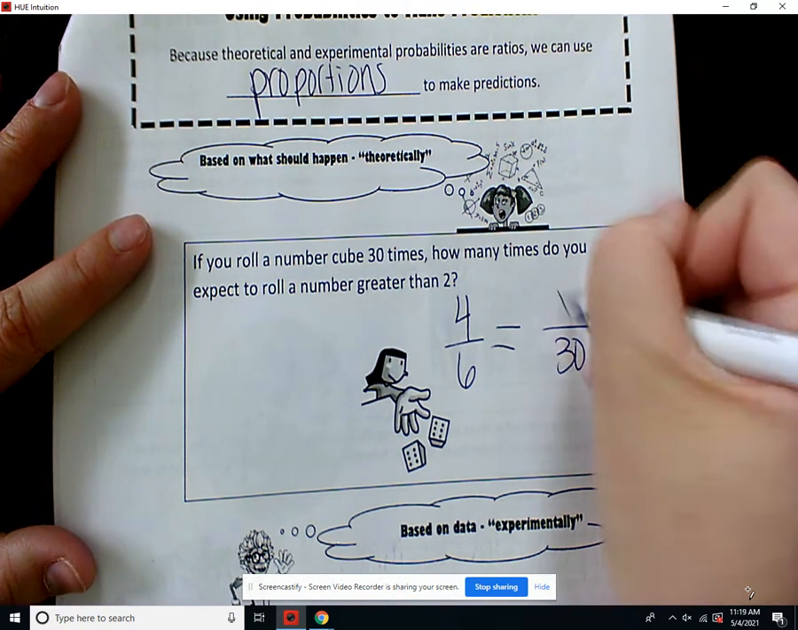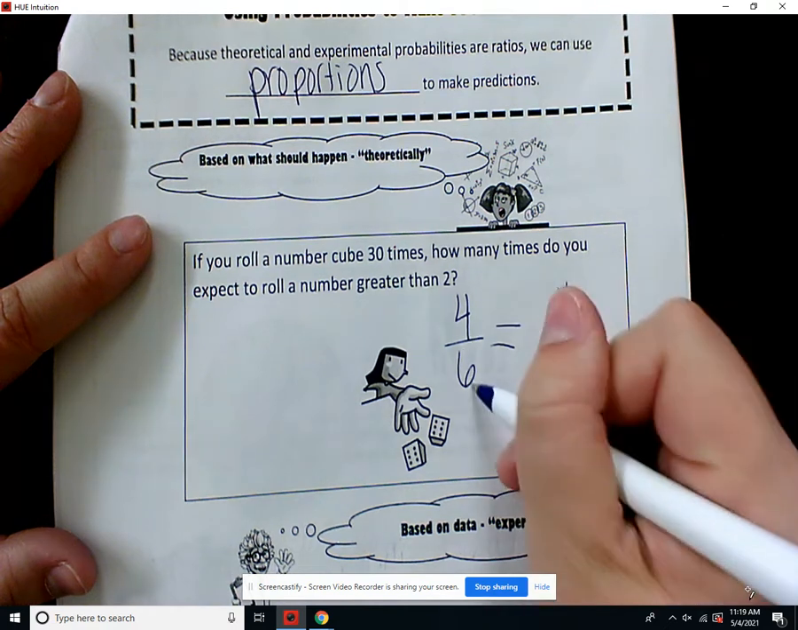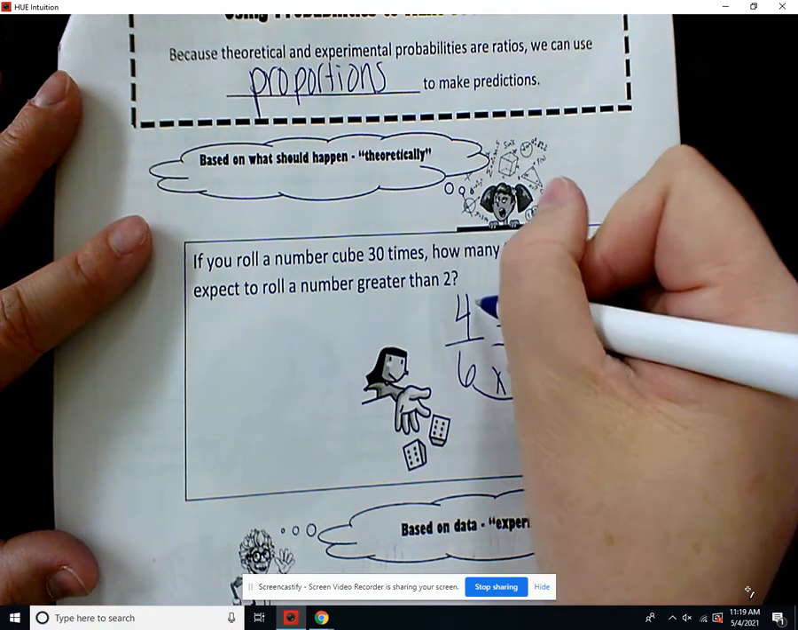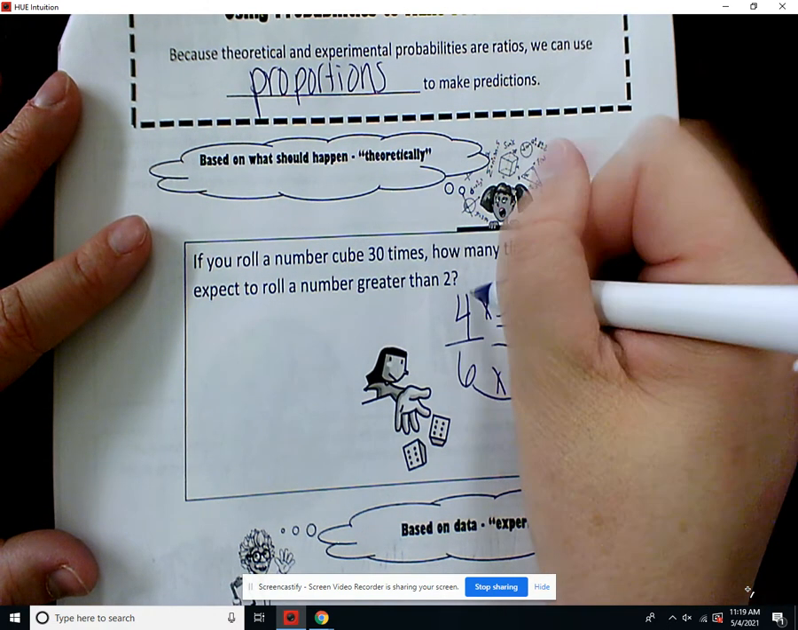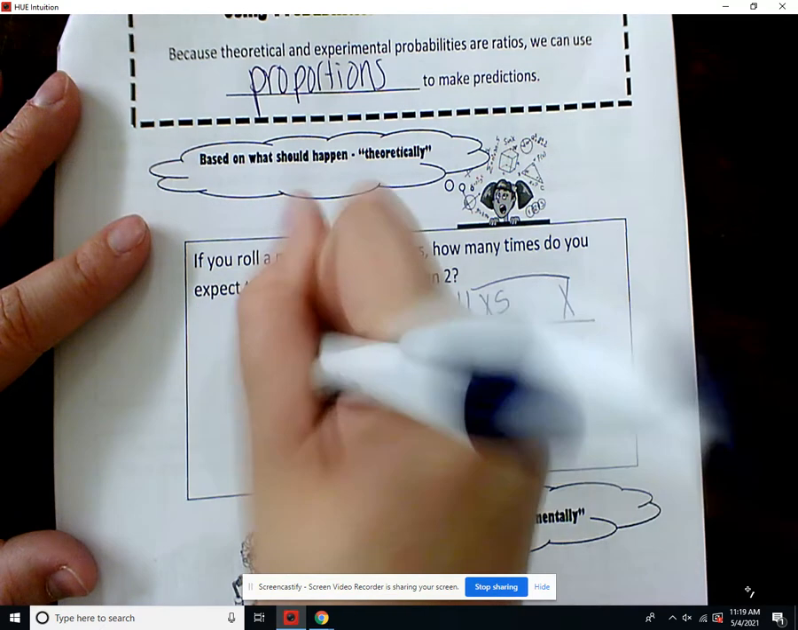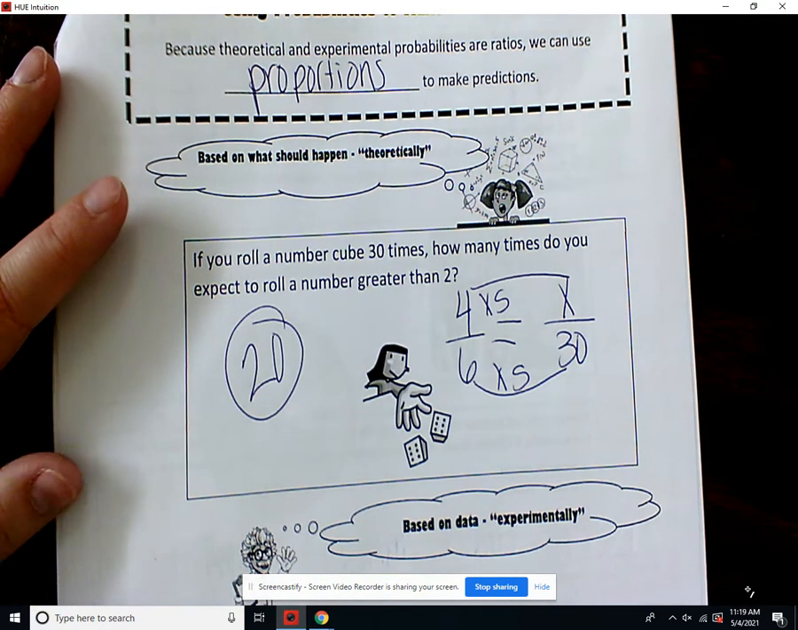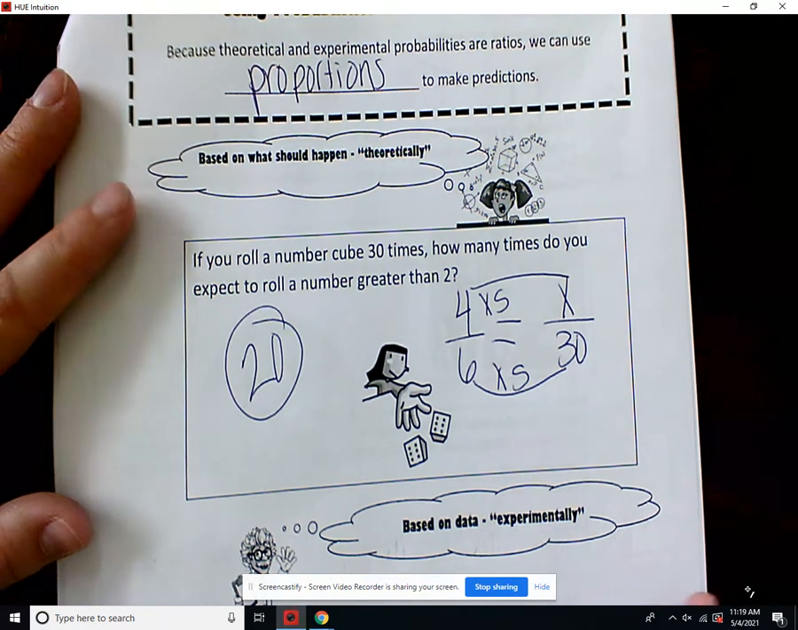We can set up a proportion. I can multiply 6 times 5 to get 30, so I can do the same thing to the top. 4 times 5 is 20. So I expect to get a number greater than 2 twenty times.